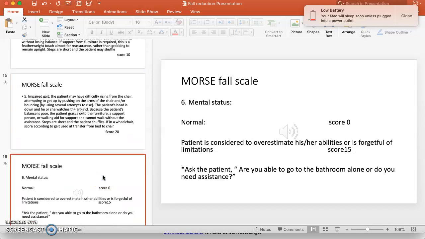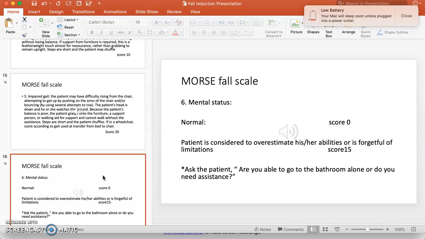Mental status, they get a 0 for normal mental status, and they get a 15 if the patient is considered to overestimate his or her abilities or is forgetful of limitations. You need to ask the patient, are you able to go to the bathroom alone, or do you need assistance? And what their answer should match up with what is in the doctor's order. If it does not match up, or if it is way out there, then they're overestimating, then you're going to give them a 15.